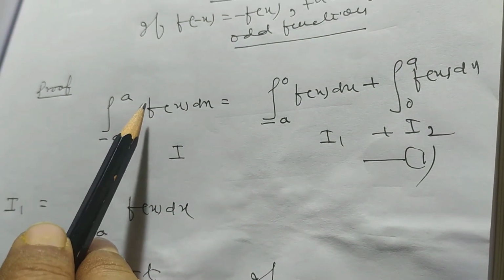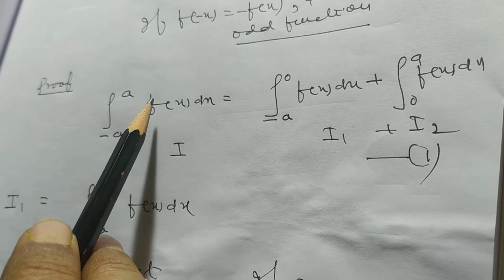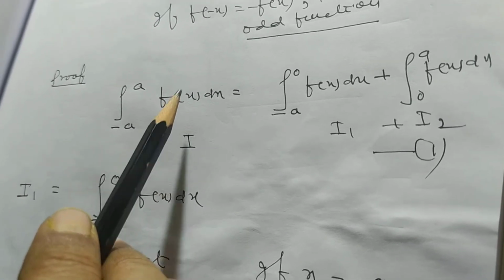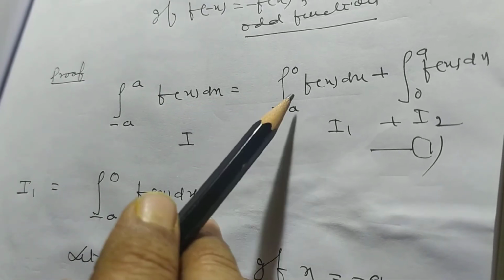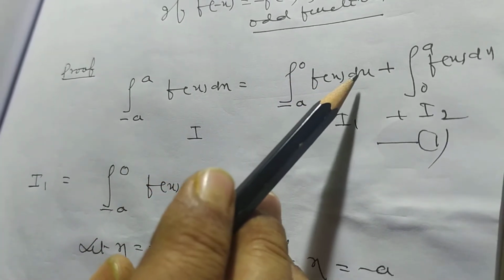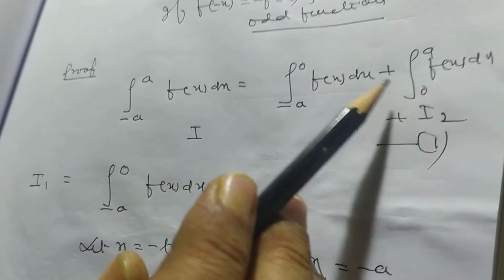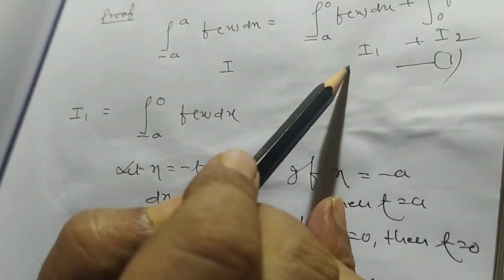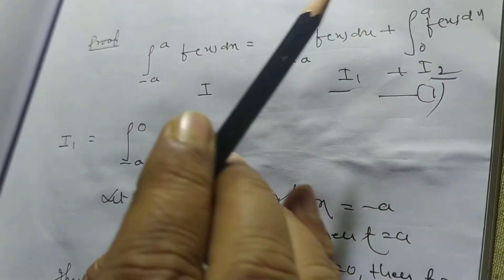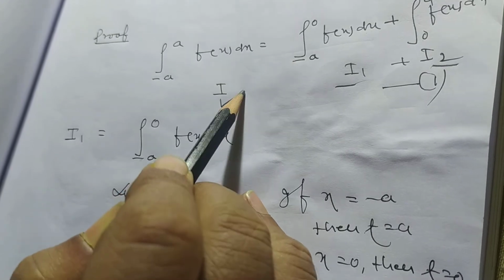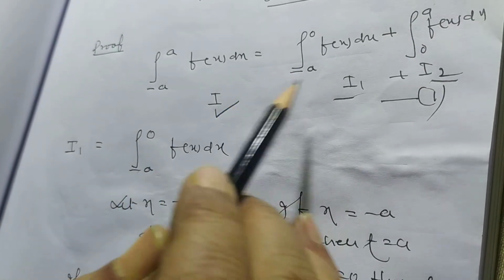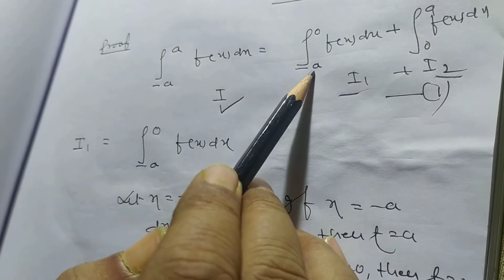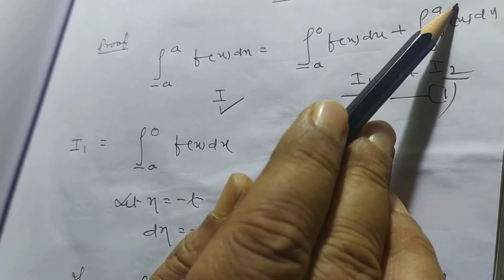And my advice to you is, you also must learn the proof. Integral from minus a to a of f(x) dx is equal to integral from minus a to 0 of f(x) dx plus integral from 0 to a of f(x) dx. Now we consider this is I1 and this is I2. This is the sum of the integral of this function from minus a to 0 and 0 to a.